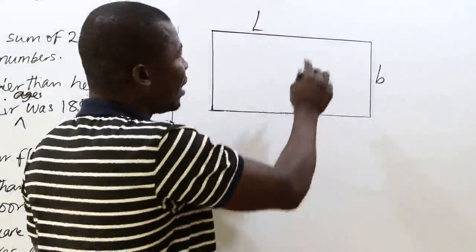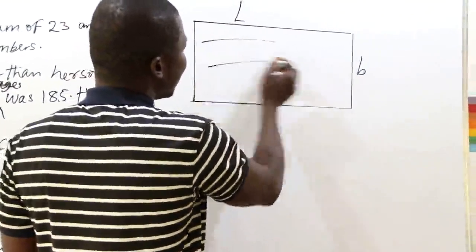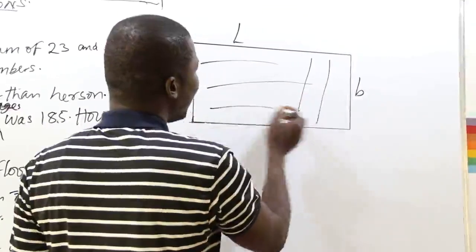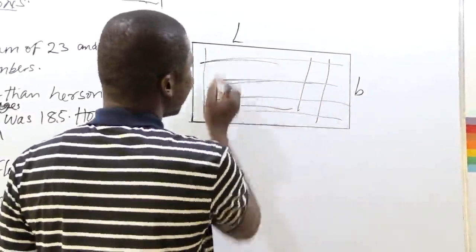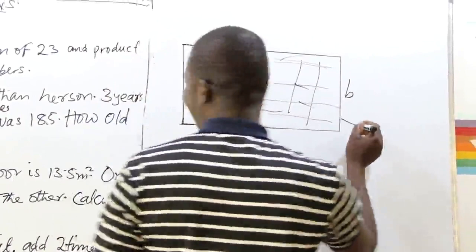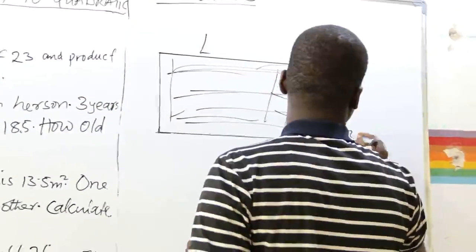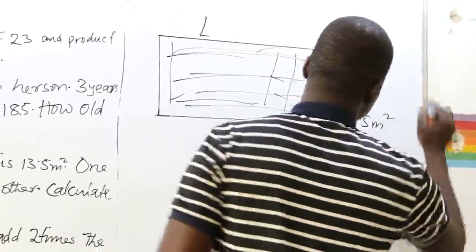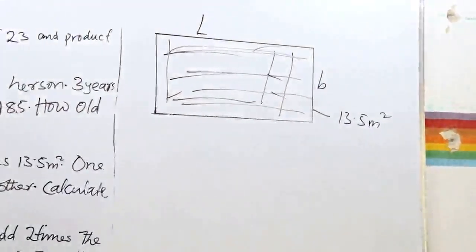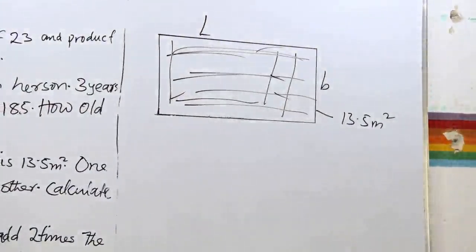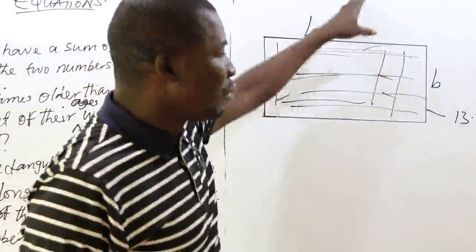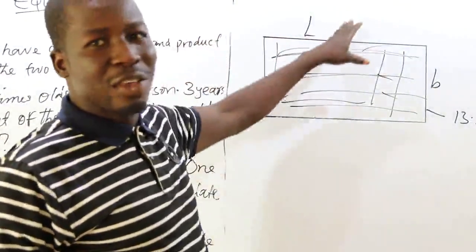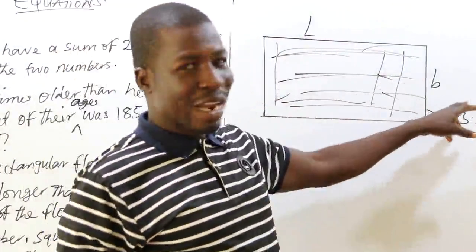Now, when we say area, it means the space covered by this shape is what we define as area. So the whole of this place is the area, and is given as 13.5 meter square. Now they say one side of this is longer than the other one. And looking at this, you discover that the opposite sides of the rectangle are equal. So this side is longer than this.